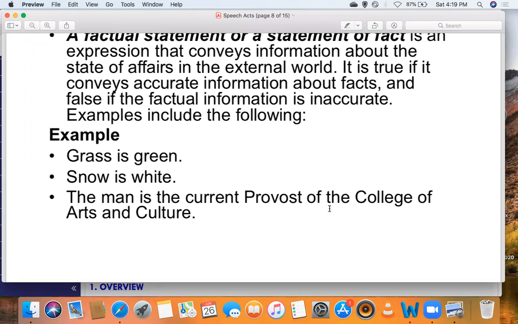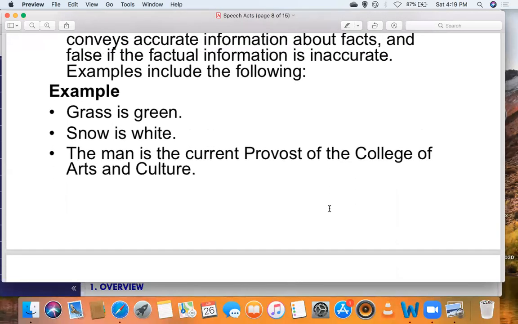If you say that snow is not white, you have to present evidence of snow that is not white. If you say that this man is not the current provost of the College of Humanities, of Arts and Culture, then you have to provide documents that show that he is not the current provost. So you accept or reject factual statements by verification, by verifying the facts. So what it means is that factual statements are verifiable.